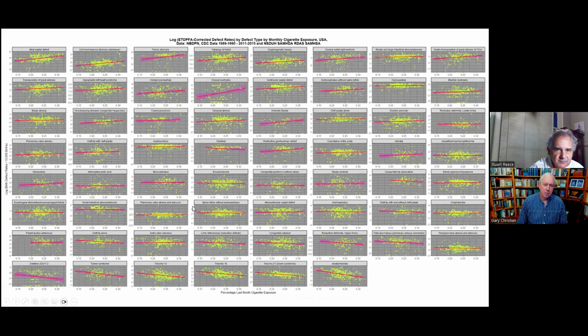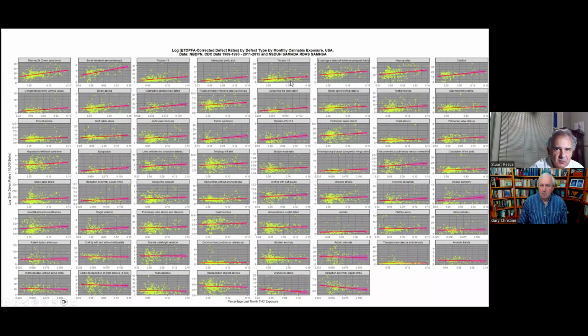Let's look at the US. Now, this is the same sort of exercise that we just saw in Europe. So you can see here, this is all the birth defects. The US tracks about 64. And this is rising tobacco exposure again. And you can see here that several of them have positive slope regression lines, and most are nondescript, some are a bit negative.